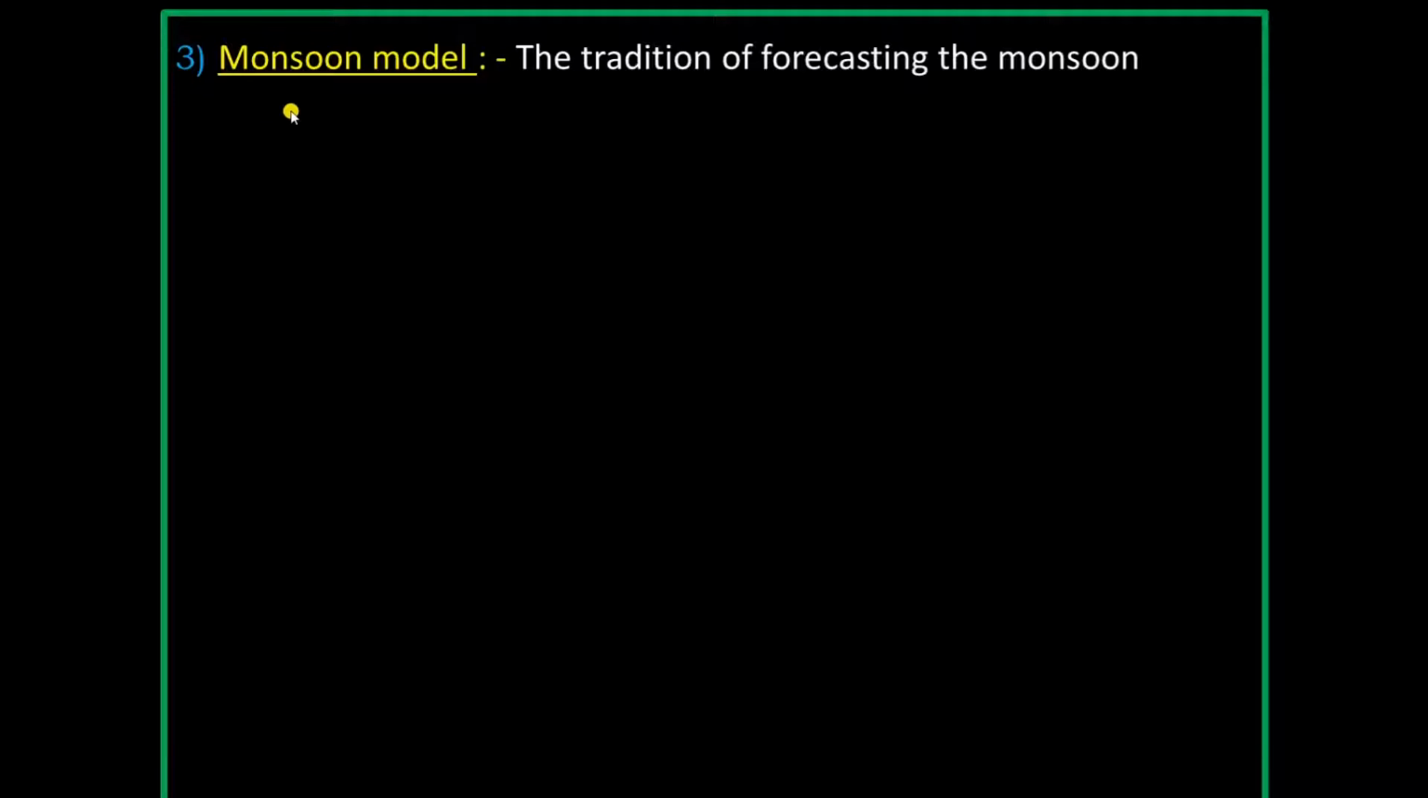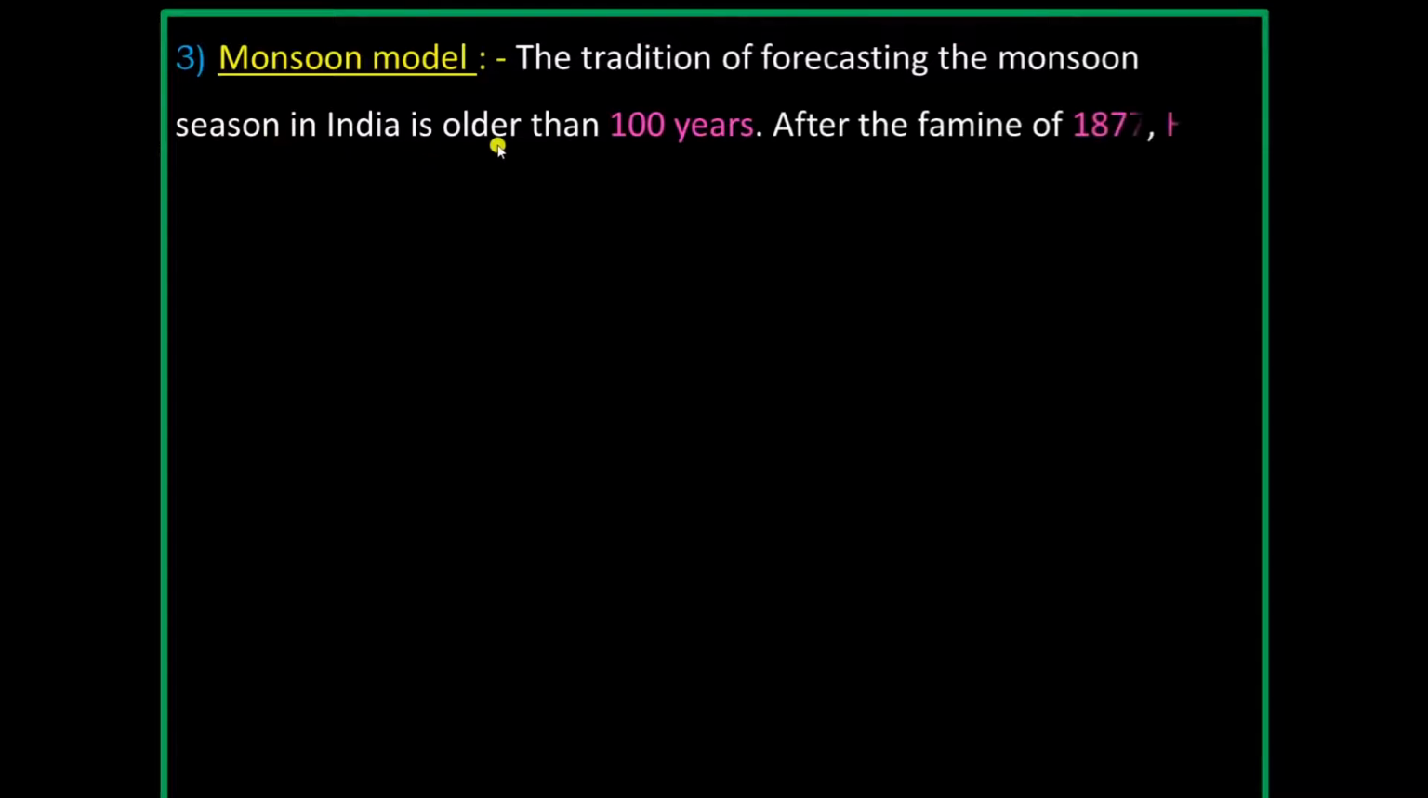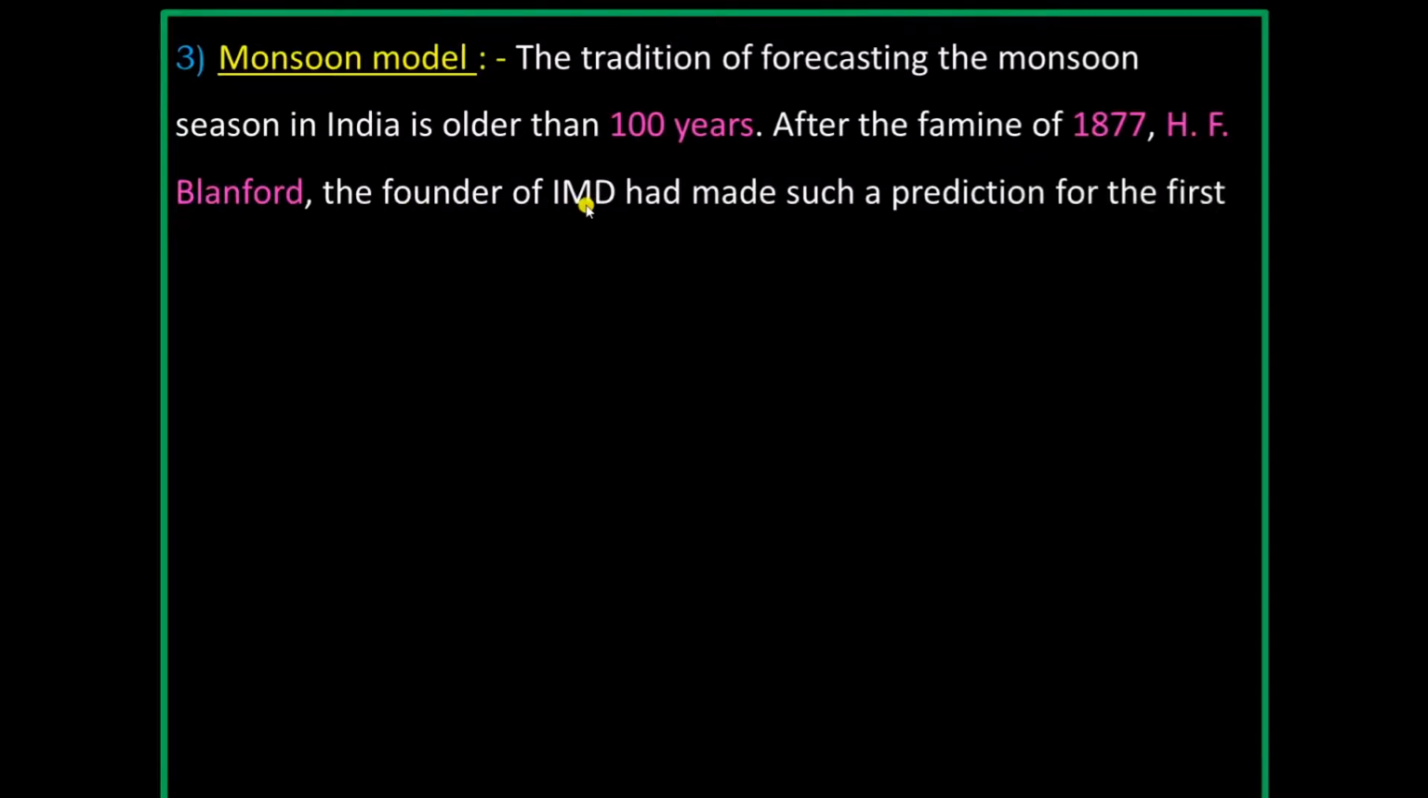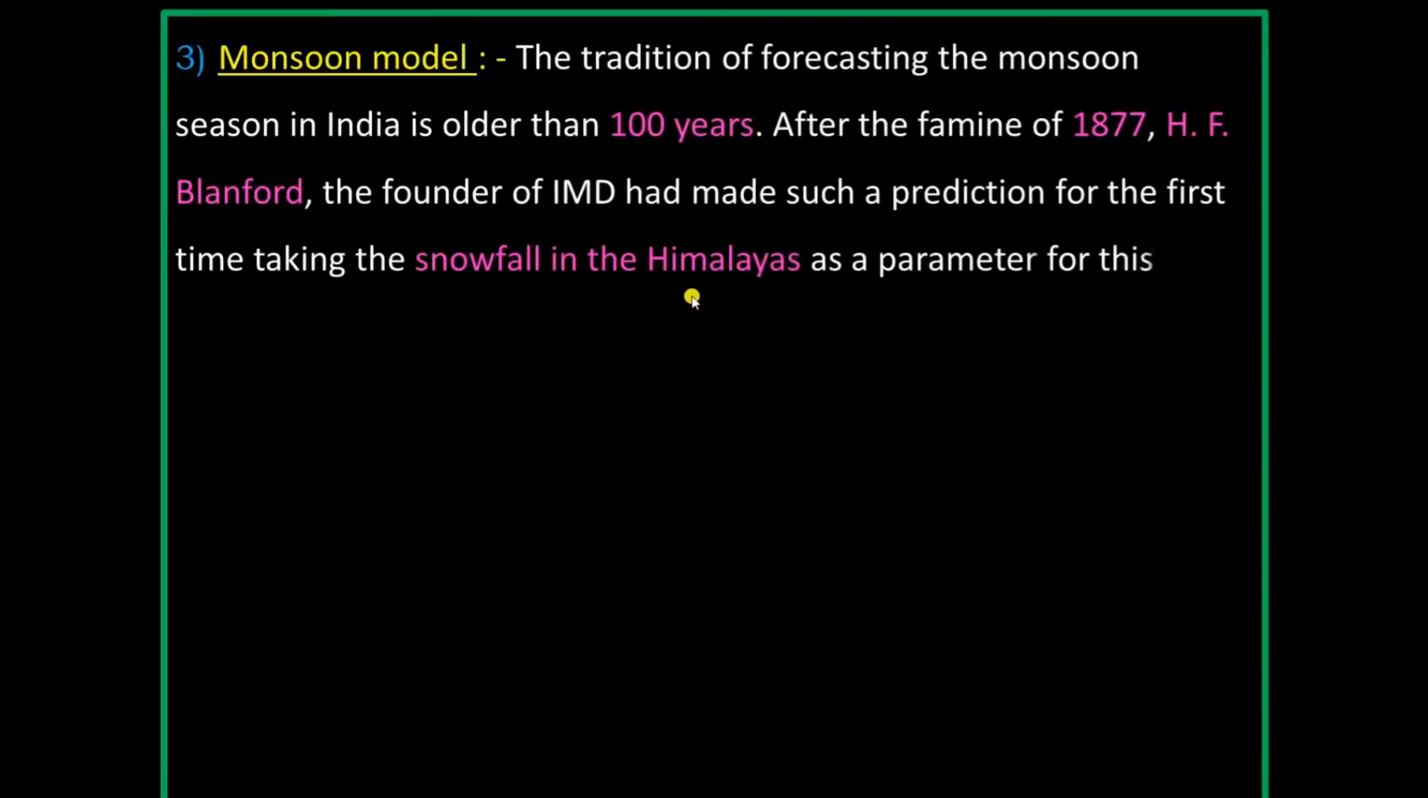Third question of question number 4. Write the short note on monsoon model. The answer is: the tradition of forecasting the monsoon season in India is older than 100 years. After the famine of 1877, H.F. Blandford, the founder of IMD, made such a prediction for the first time, taking the snowfall in the Himalayas as a parameter for this prediction.